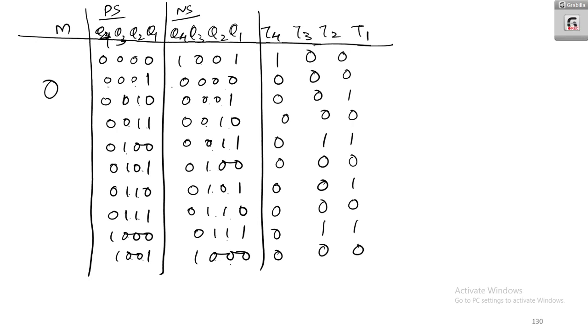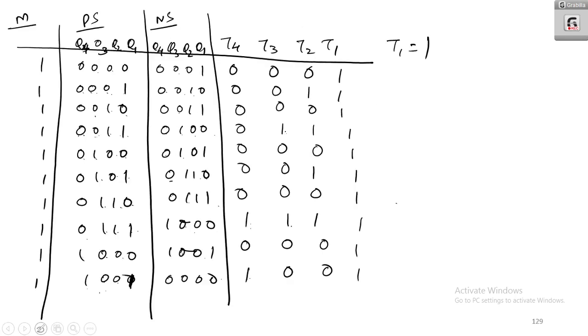0 to 1, 1, 1 to 0, 1, 0 to 1, 1, 1 to 0, 1, and so on. In both these cases T1 is equal to 1. So we can write the expression of T1 as 1.